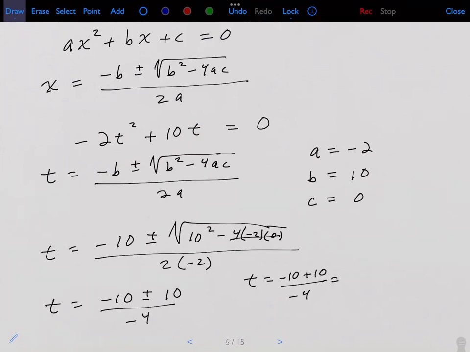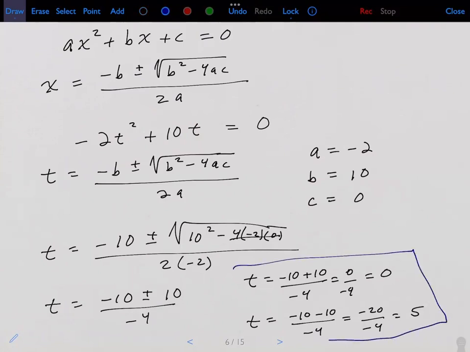But that's just 0, right? Because -10 plus 10 is 0, divided by -4. That's equal to 0. The other possibility is t equals -10 minus 10 over -4. Well, that's -20 divided by -4, which is +5. So again, we're going to get our same two solutions, t equals 0 and t equals 5. Those are the two possibilities.